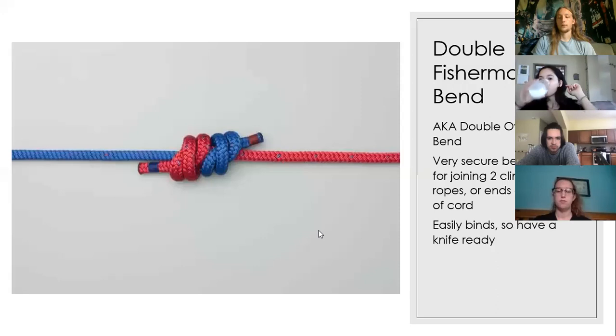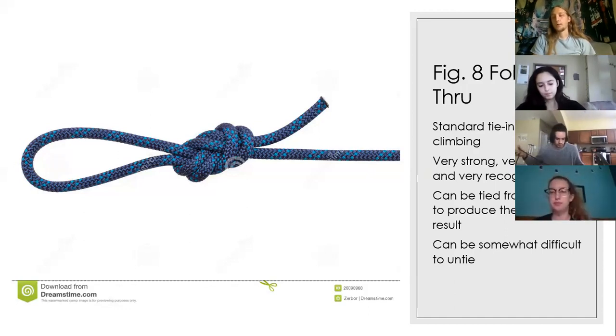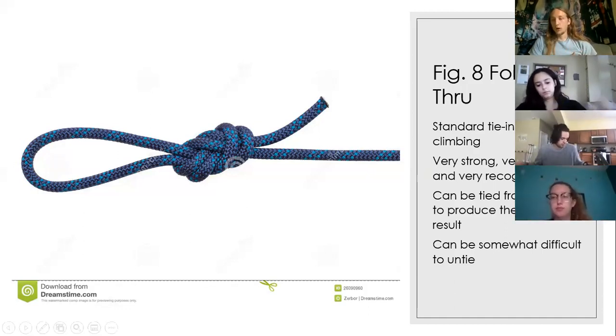Sweet. So we'll get back to the presentation. I believe the next knot is going to be our figure eight follow through. So that's like, if you're going to learn a knot for climbing, this is probably the best one to know. So the figure eight follow through is the standard for tying into a climbing rope. For a long time now, it's been the standard for tying into a climbing rope. It's extremely strong. It's very secure, and it's super recognizable.